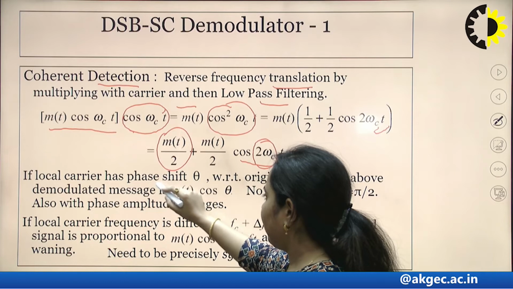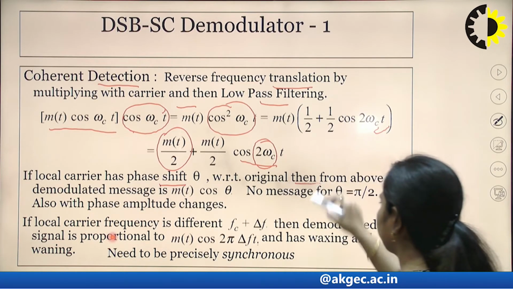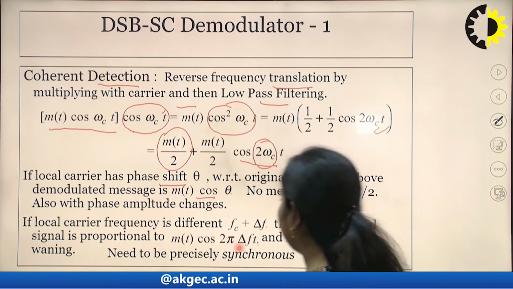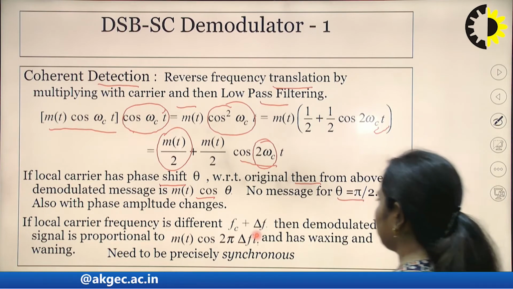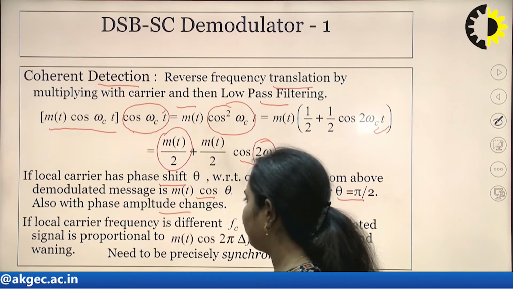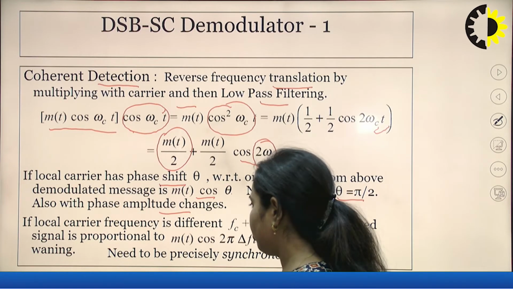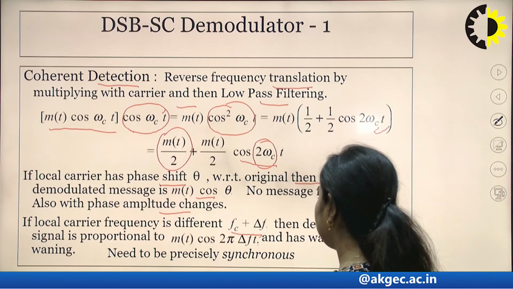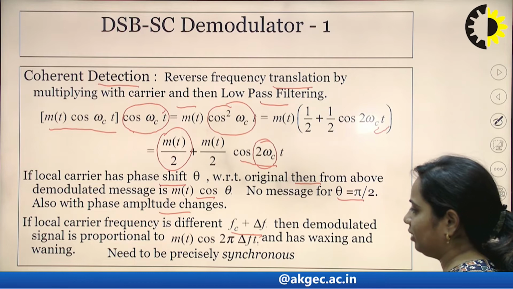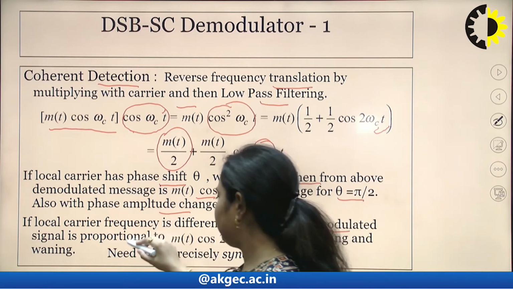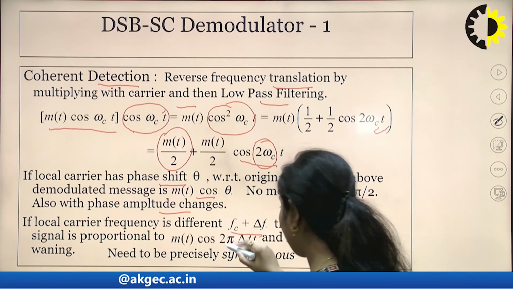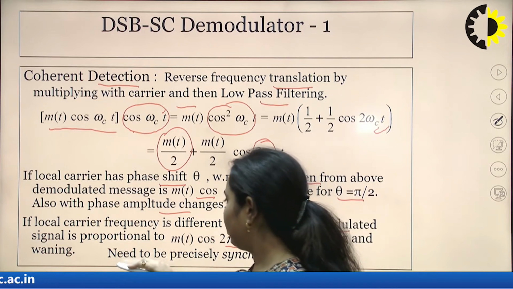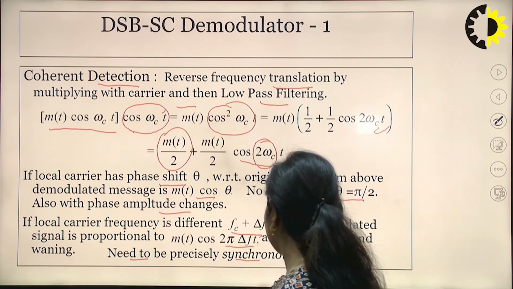Now if the local carrier has a phase shift θ with respect to the original, then from the above, the demodulated message is m(t) cos θ. So no message is there for θ equal to π/2, and the amplitude also changes with the phase. So there are two situations. If the local carrier frequency is different, that is fc + Δf, meaning it is shifted by a factor Δf, then the demodulated signal is proportional to m(t) cos(2πΔft), and the carriers need to be precisely synchronous.